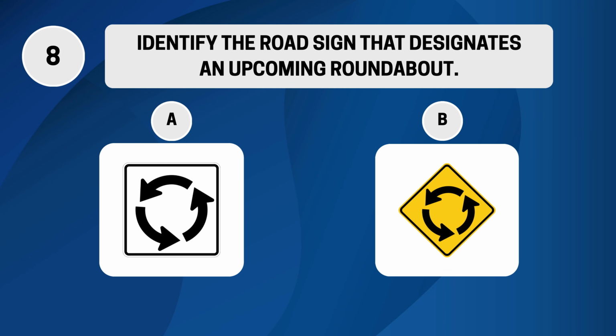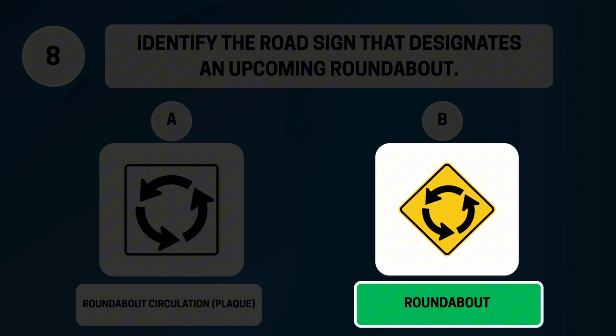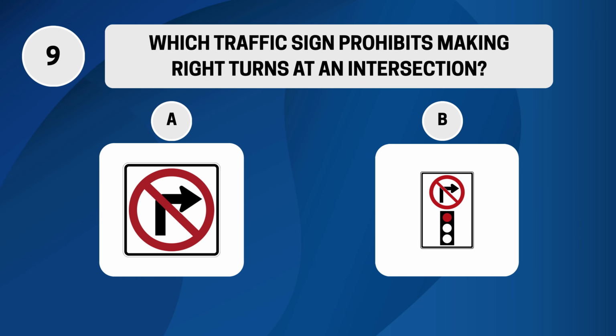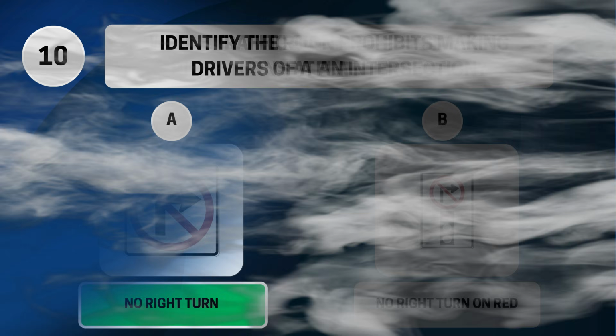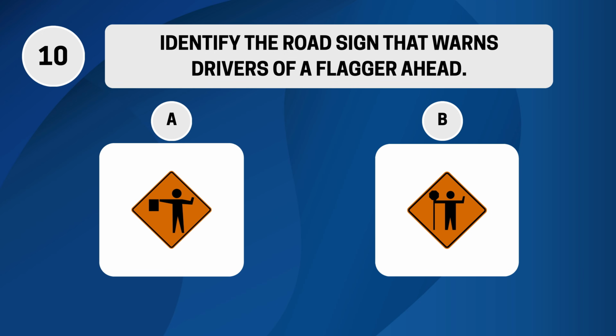Identify the road sign that designates an upcoming roundabout. Which traffic sign prohibits making right turns at an intersection? Identify the road sign that warns drivers of a flagger ahead.